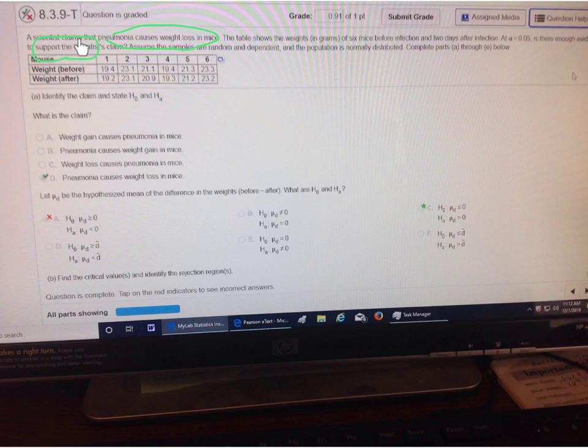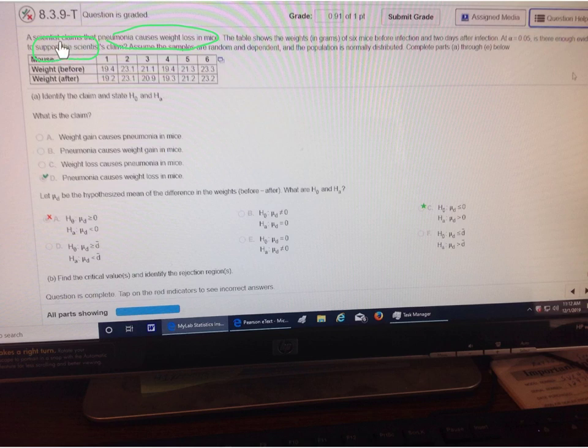A scientist claims that pneumonia causes weight loss in mice. I guess they collected some data, before and after they had pneumonia. The table shows the weight of 6 mice before infection and 2 days after. Is there enough evidence to support the claim?